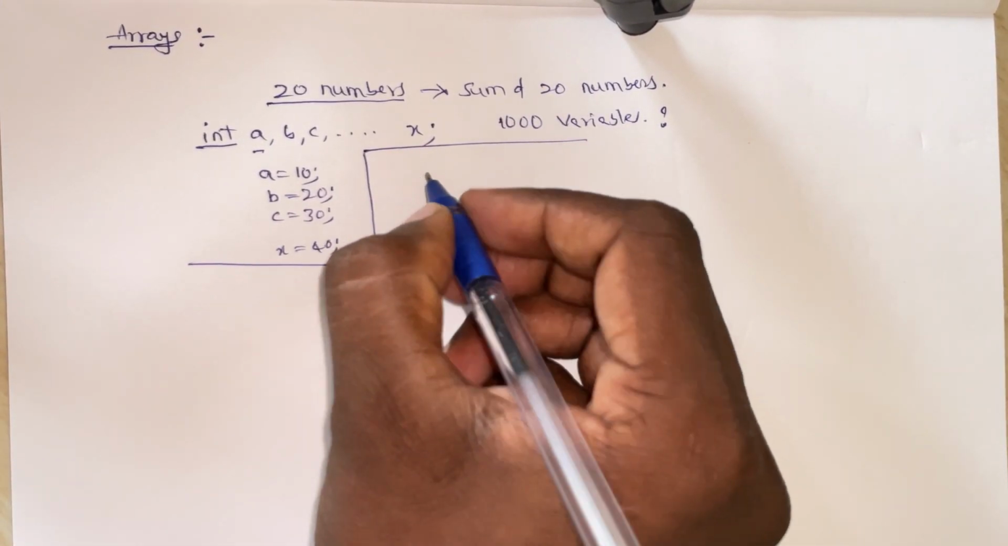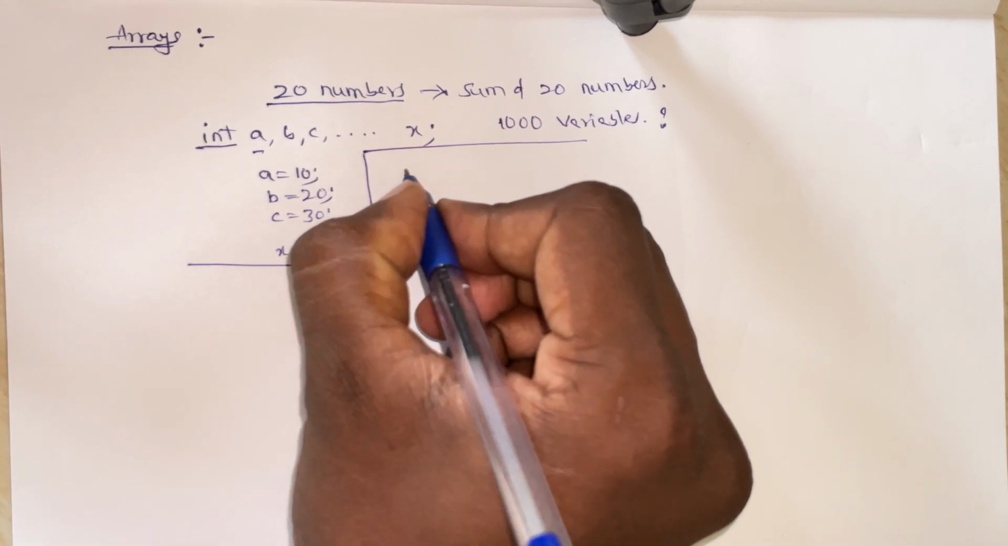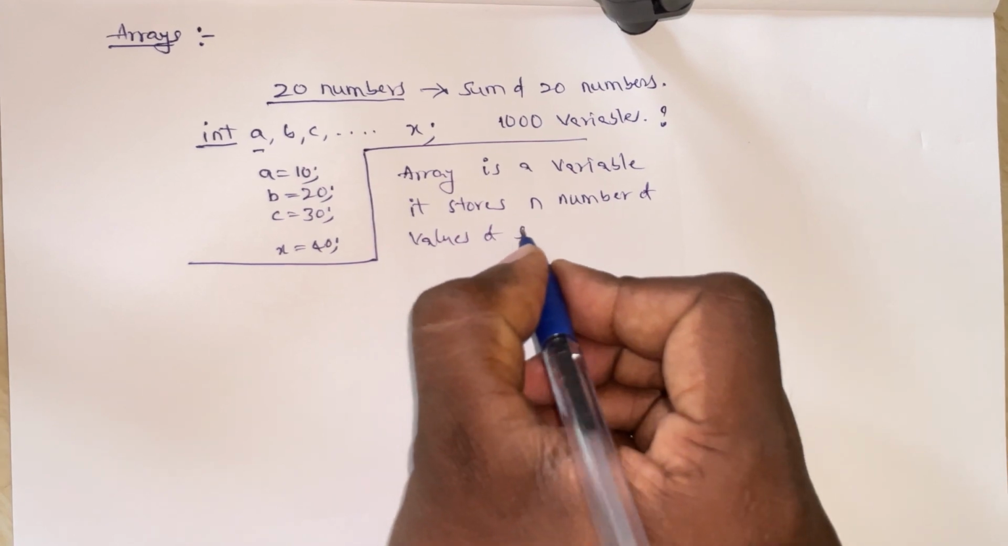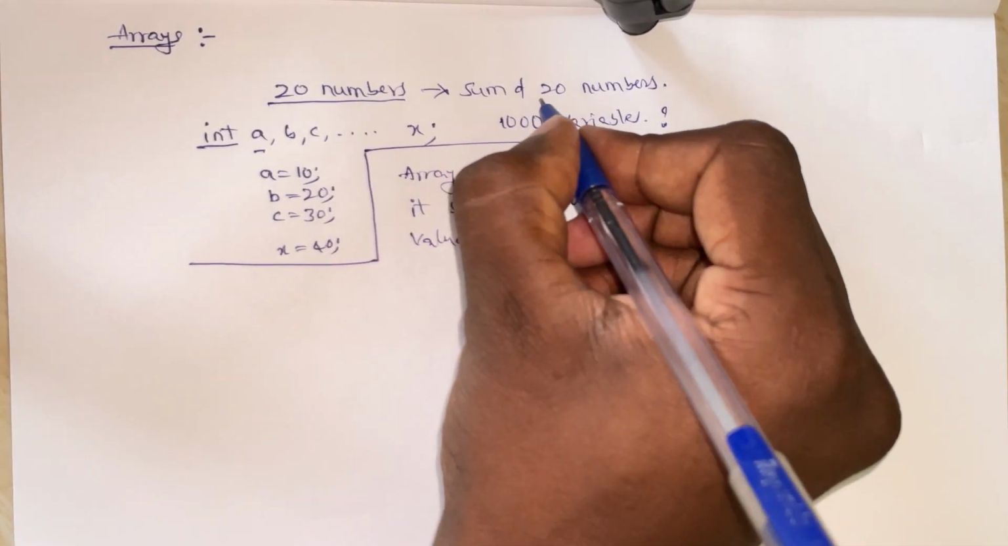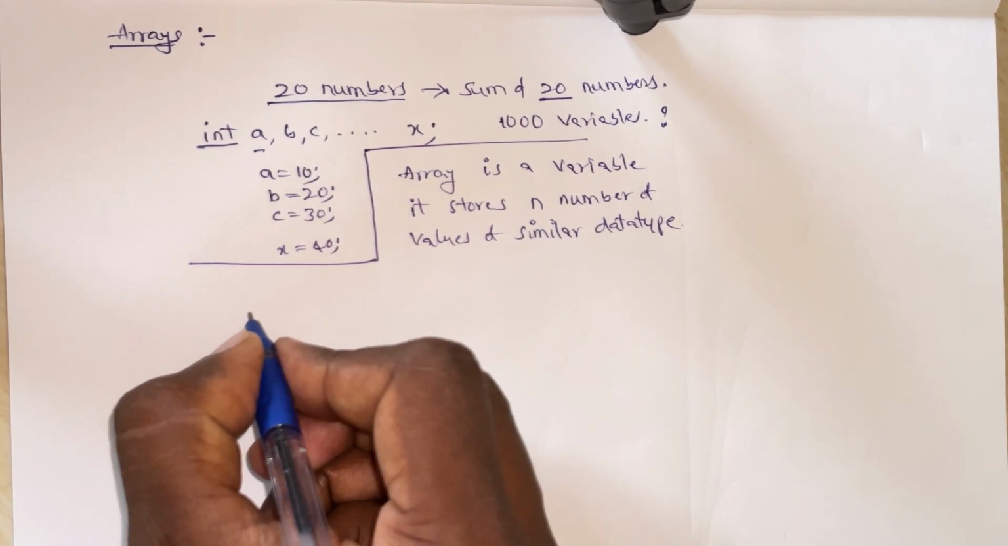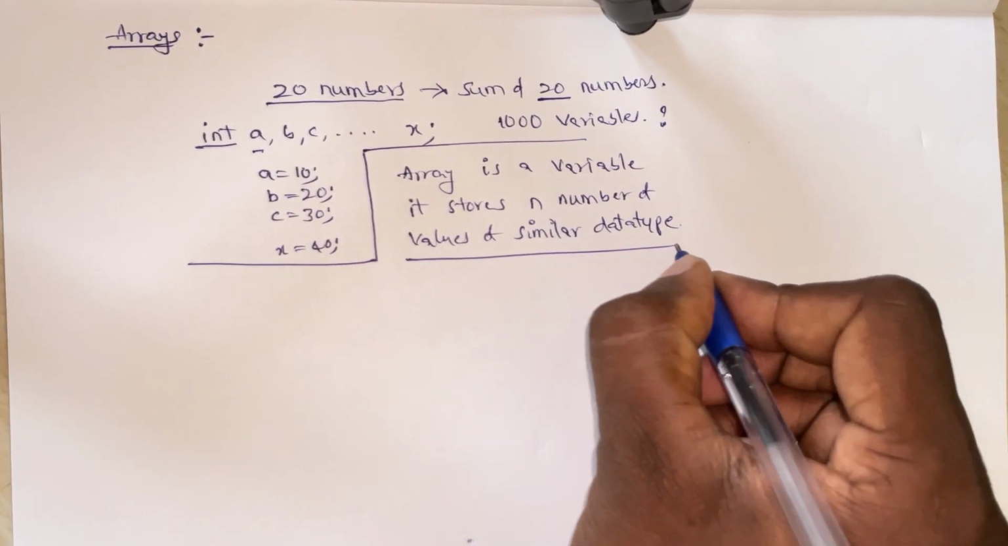What exactly is it? An array is a variable. It stores n number of values of similar data type. That means, let's say now these 20 numbers we want to declare. So instead of doing it like this, we will be using the arrays concept to perform that.